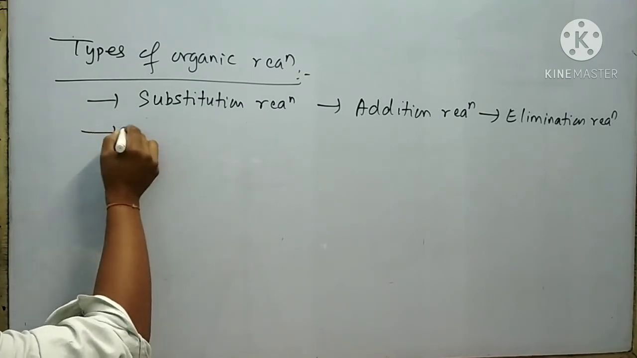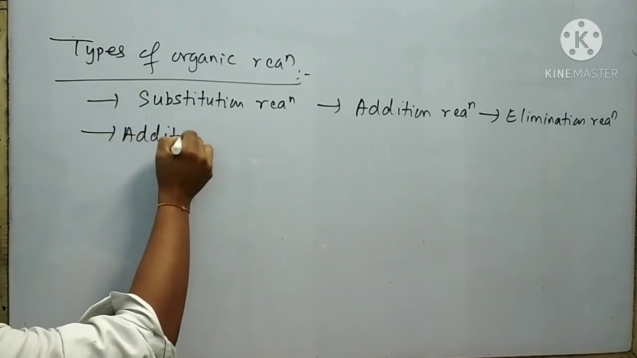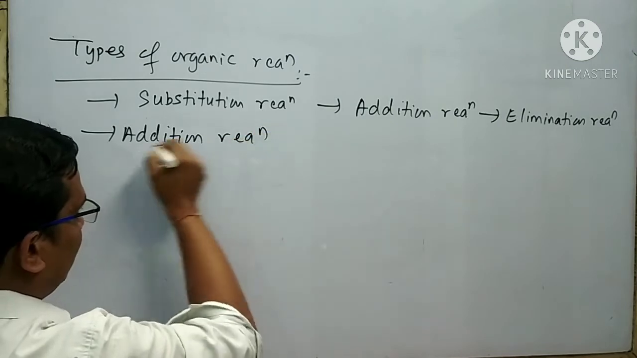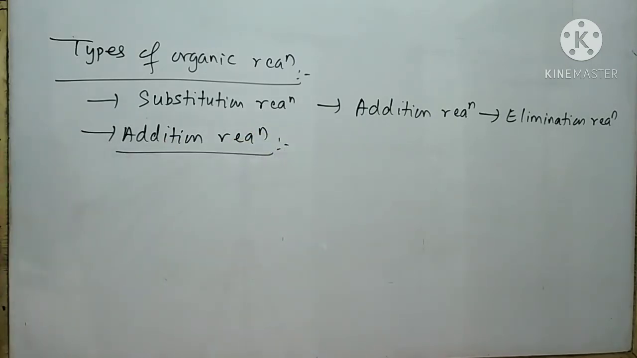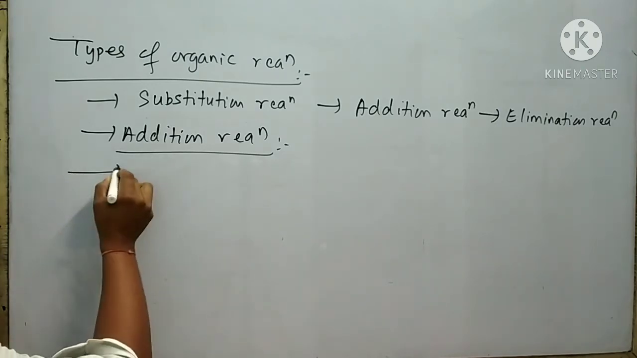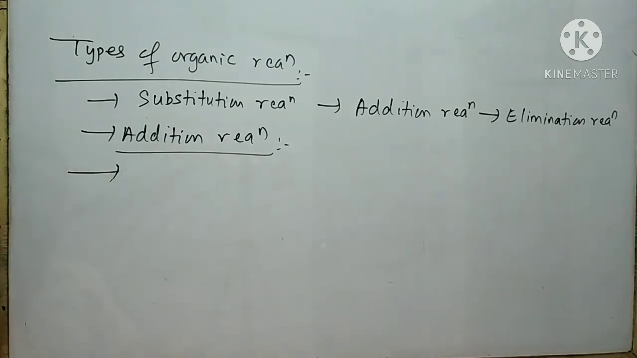Next I will explain about the addition reaction. What is the addition reaction? The reaction in which a small molecule is added to an unsaturated compound to form a single product is called addition reaction. Addition reactions are classified into three types.